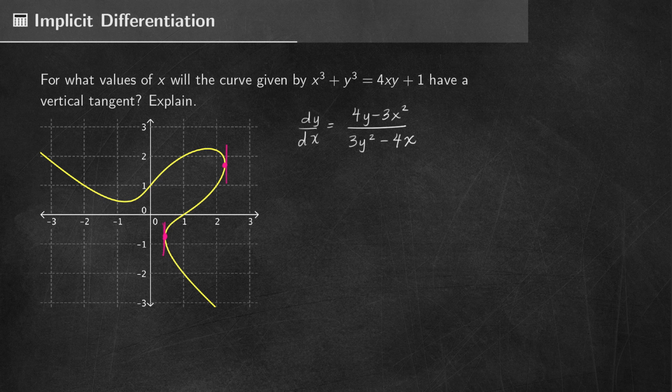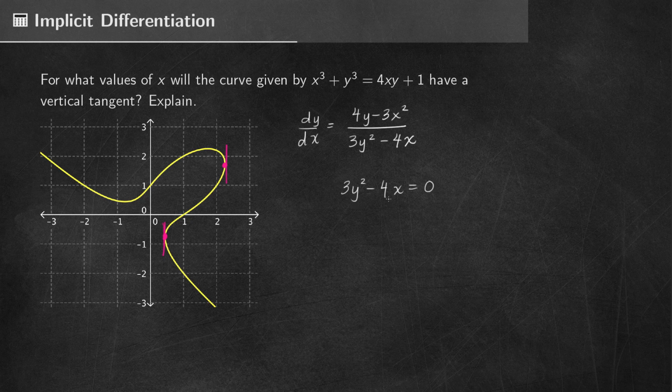So how are we going to find the places where our derivative is undefined? Well, our derivative is set up as a fraction. So this is going to be undefined when the denominator is 0 and the numerator is not. Again, we don't want to get 0 over 0. We want to get 0 only in the denominator. So we want to know, where does 3y squared minus 4x equal 0?